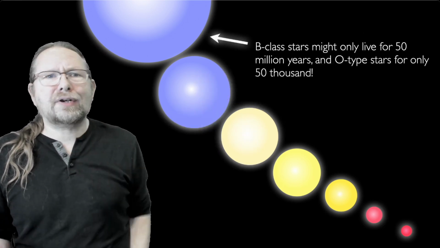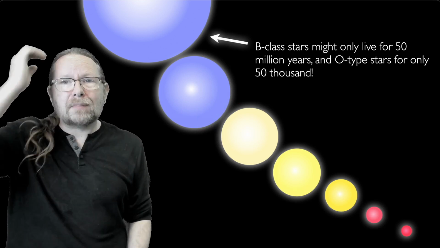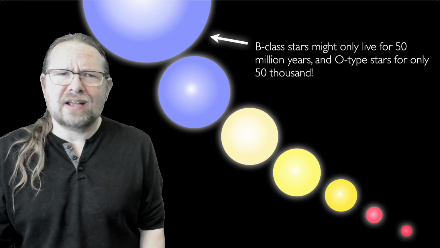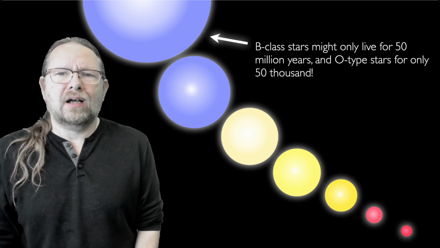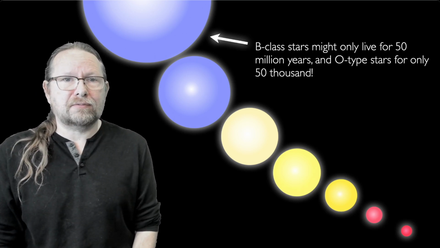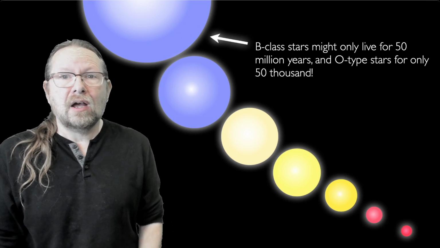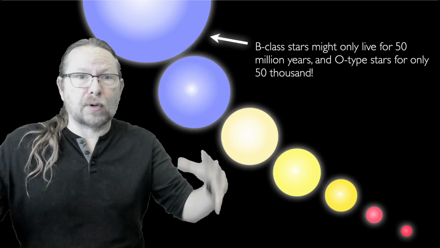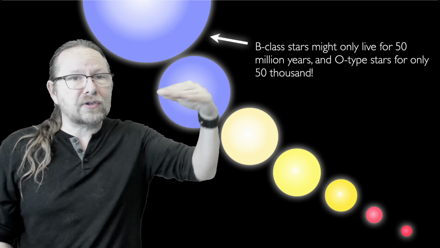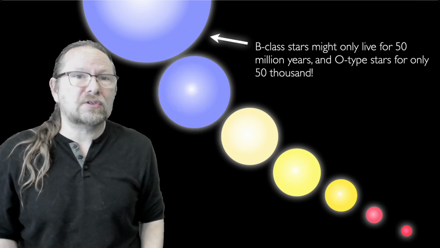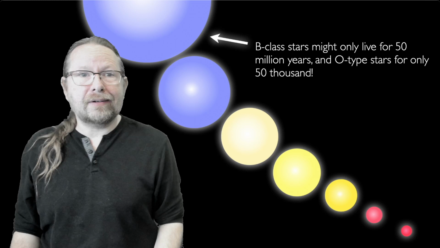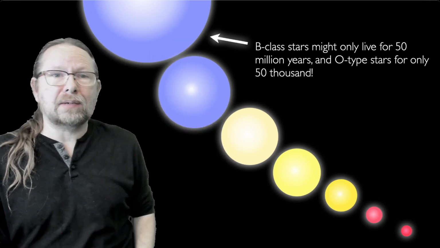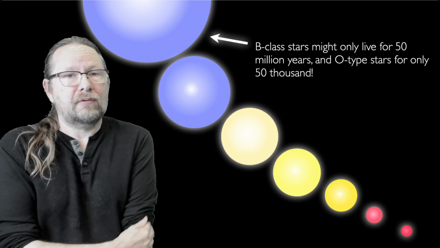O and B stars, forget about it. An O-type star, a B-type star might only live for 50 million years. That is a blip of time when it comes to the history of Earth or the history of life. An O-type star might only live for 50,000 years before burning up all of its hydrogen, going through all the stages of fusion, and then blowing up as a supernova. So there's no point in thinking about life around a B-type or an O-type star. There's simply not enough time for life to get started.